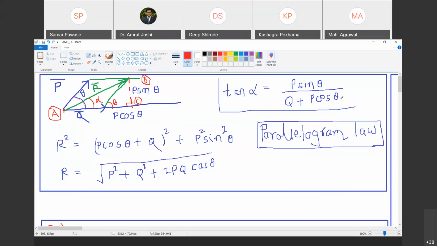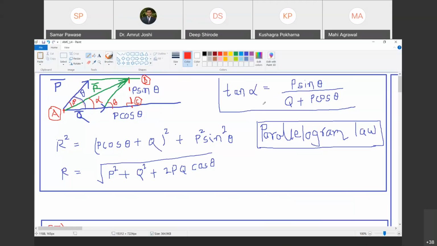प्लस P cos theta. सो माई टेल मी, इफ आई वांट टू फाइंड आउट एंगल मेड बाय रिजल्टेंट विथ रेफरेंस टू P bar, जिसको मैं बोलूंगा बीटा, लेट मी कॉल दिस एंगल एज बीटा. सो व्हाट विल बी टैन बीटा? कैन यू टेल मी? Sir, Q sin theta divided by P plus Q cos theta. Great.